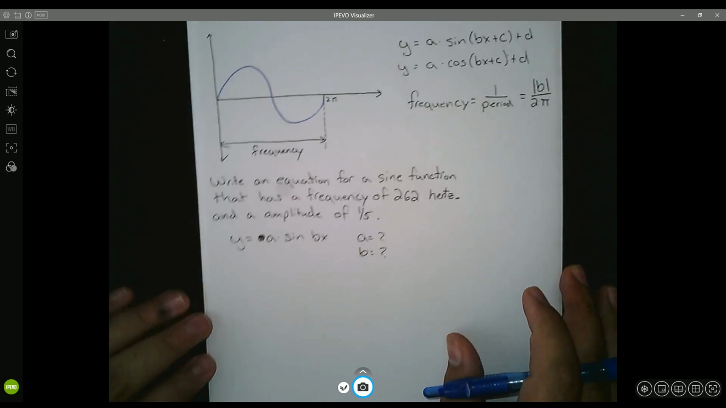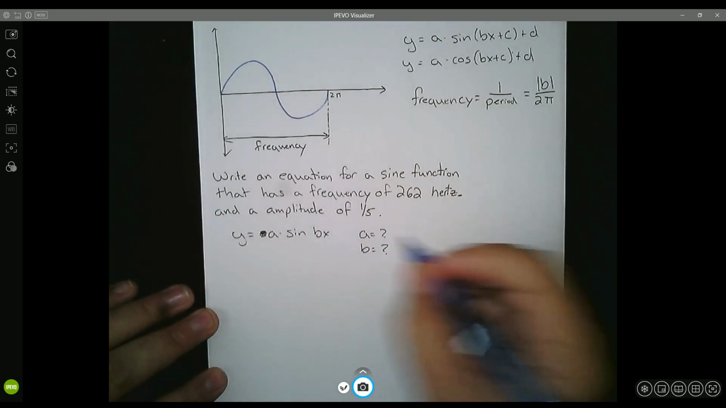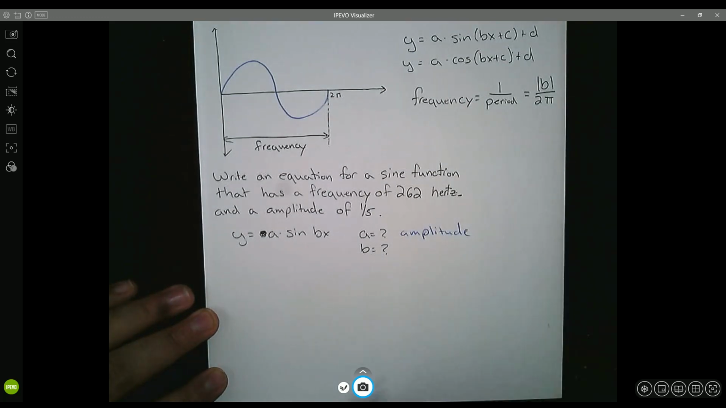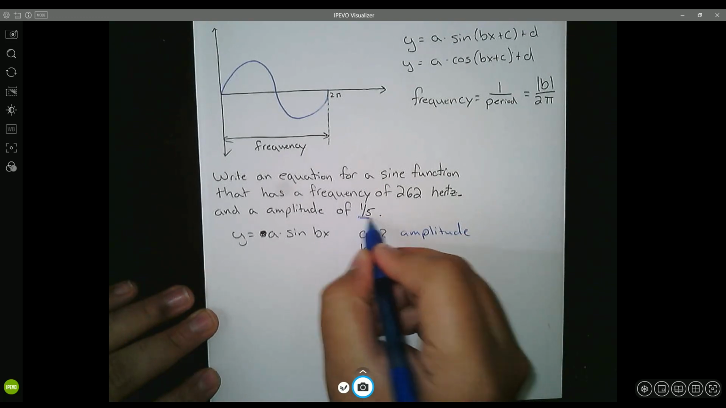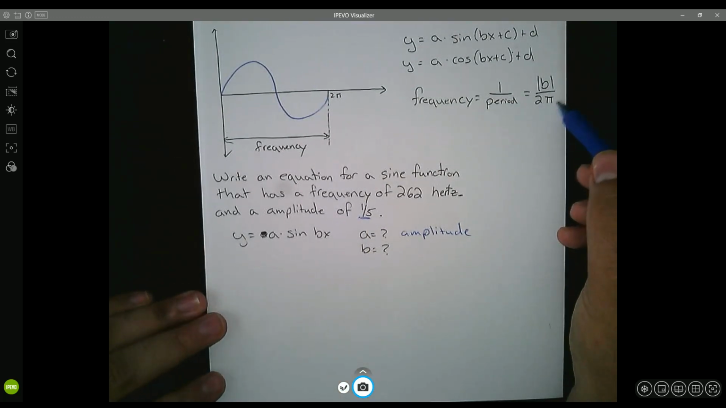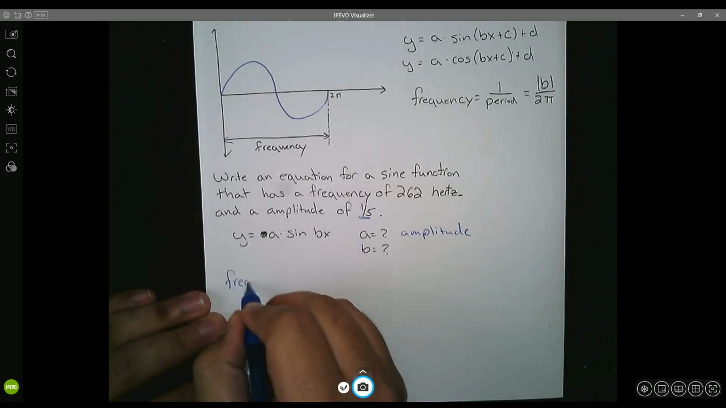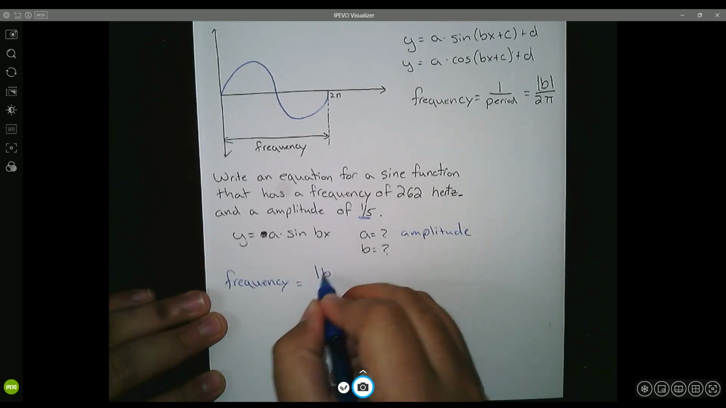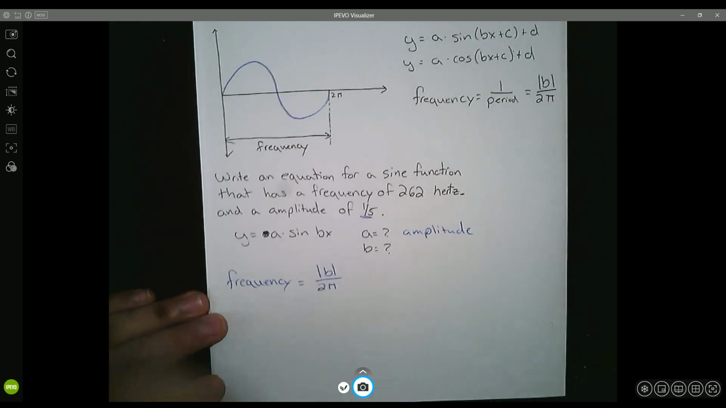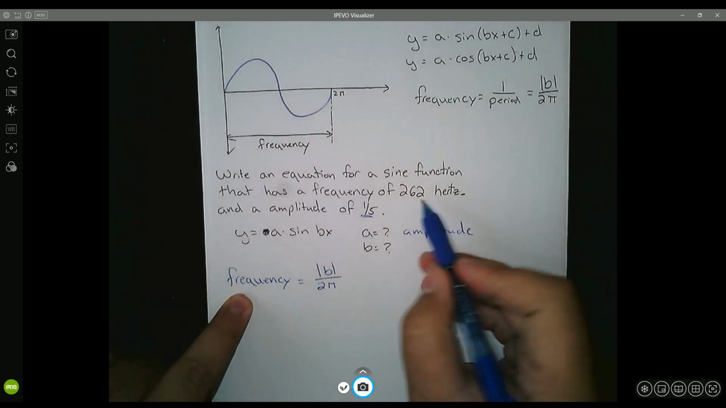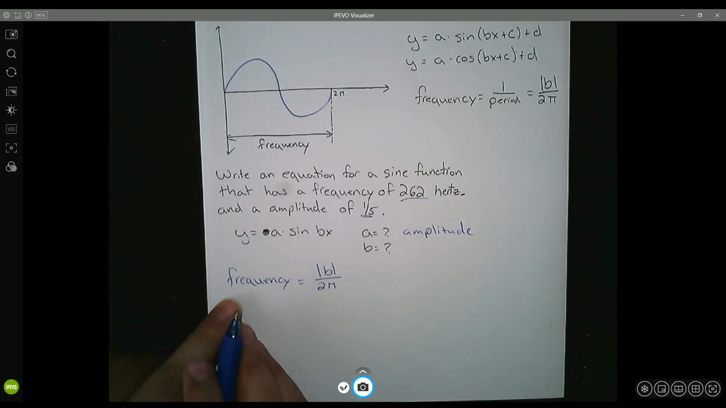Luckily for us, we already know the first one. A is equal to the amplitude, so we already have what a is. B is a little more difficult. For b, we're going to have to use this equation right here and set it up. We have this equation that says frequency is equal to the absolute value of b over 2 pi. Well, let's plug in our knowns now. We know that frequency is equal to 262 hertz, so we're going to plug that in.